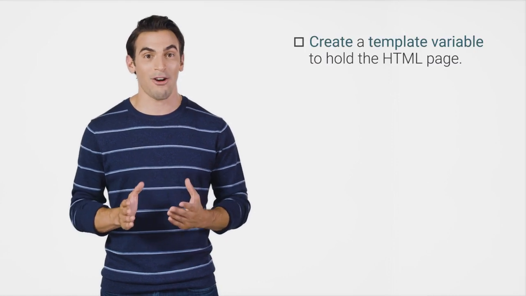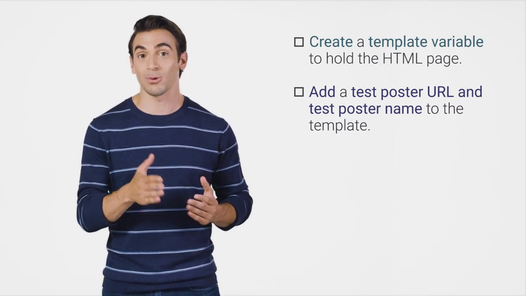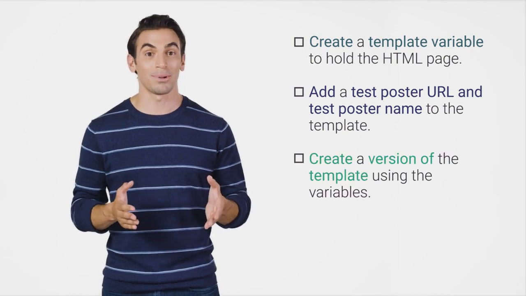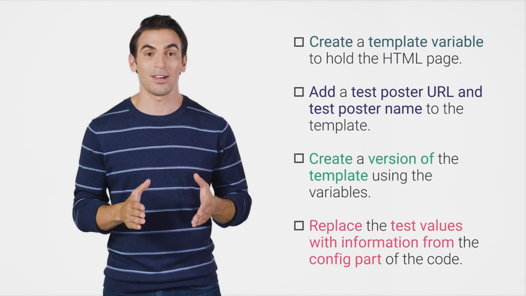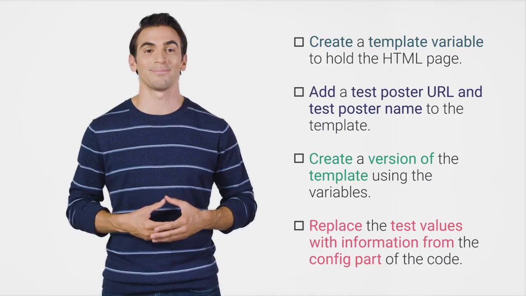To do this, you will create a template variable to hold the HTML page, add a test poster URL and test poster name to the template, create a version of the template using the variables, then replace the test values with information from the config part of the code.